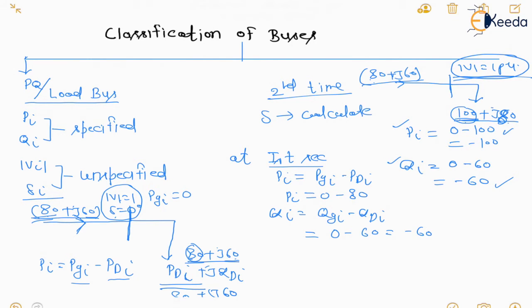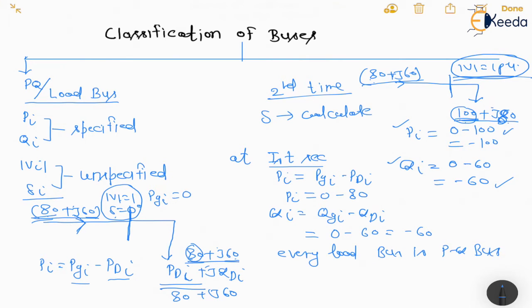One more point we need to discuss here is that every load bus is a PQ bus. Like we can see from here that always Pi will be equal to 0 minus PDi and Qi will be equal to 0 minus QDi. So at every point the load is changing and the generation is still the same value, so Pi and Qi will be specified. So here it is the concept of the PQ oblique load bus.